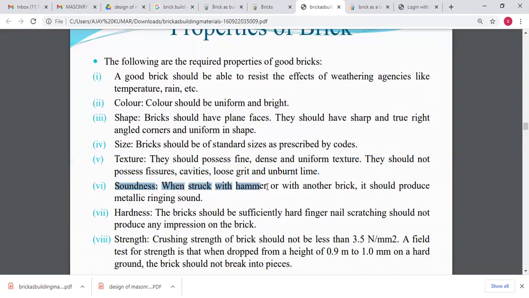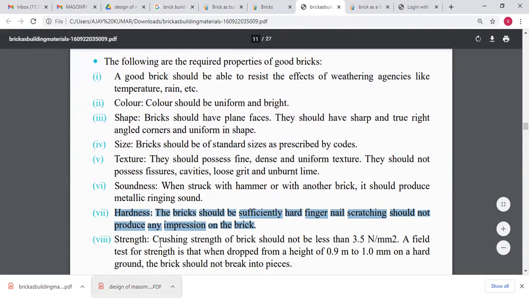Soundness. When struck with a hammer or with another brick, it should produce a metallic ringing sound. This type of brick is good for construction. Next, hardness. The brick should be sufficiently hard. Fingernail scratching should not produce any impression on the brick. This type of brick is said to have hardness, which is good for construction purposes. Next one, strength. Crushing strength of the brick should not be less than 3.5 Newton per mm square.